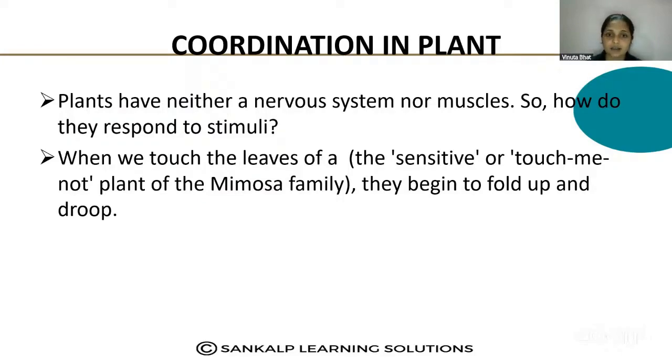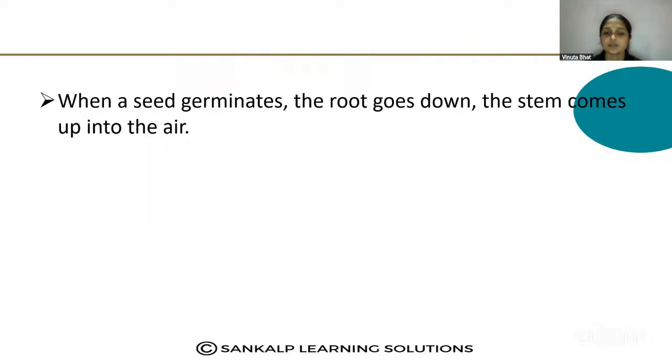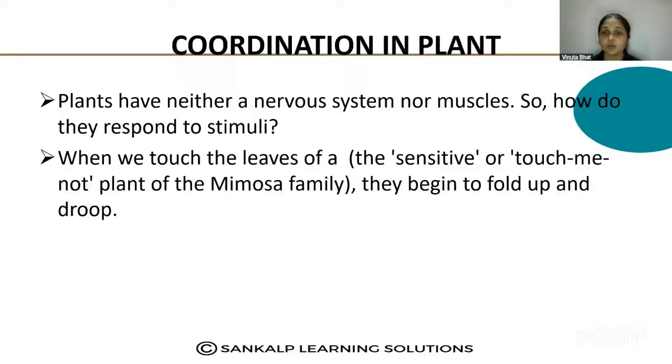But how does it occur? Yes, plants also show it. When we touch the plant, the mimosa pudica, when this plant is touched, what happens? We can observe the folding of the leaves. So what is the reason behind this? This is one type of movement that we can observe in the plant, right?